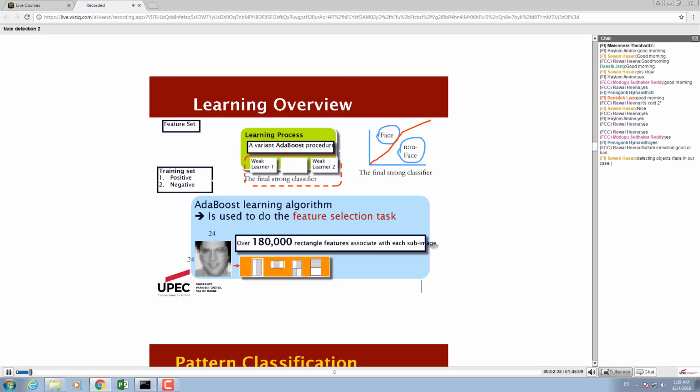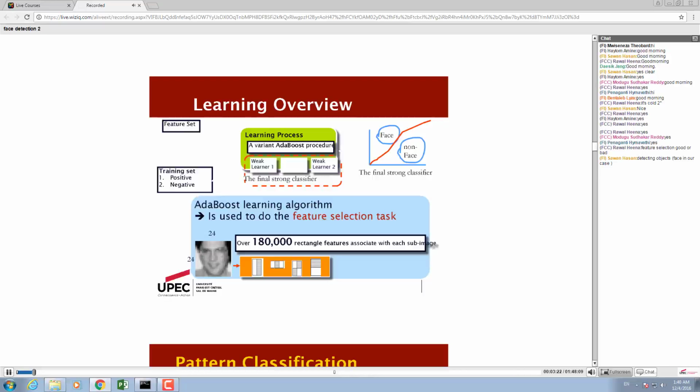So remember the fact that what we want to do through this AdaBoost, especially AdaBoost training here, is selecting good features among many features. Here the many means over 180,000. This number is the combination of all different types of Haar-like features with different positions, different sizes, and different types. Is it clear?